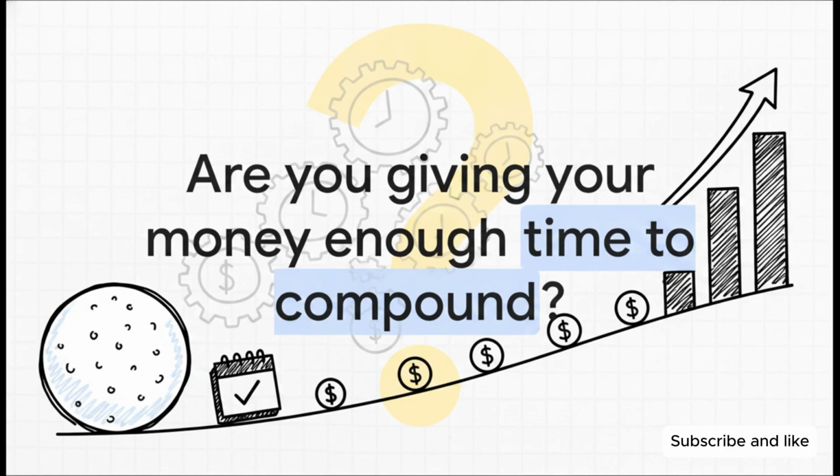And that actually leads me to the most critical question of this entire explainer. Are you giving your money enough time to compound? Because we've seen this interest-on-interest dynamic in action now, and we know for a fact that the results are entirely dependent on how early you actually start the clock. Every single day you wait is another rotation of that snowball you're just totally missing out on.